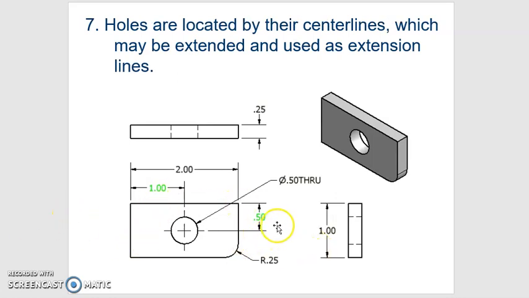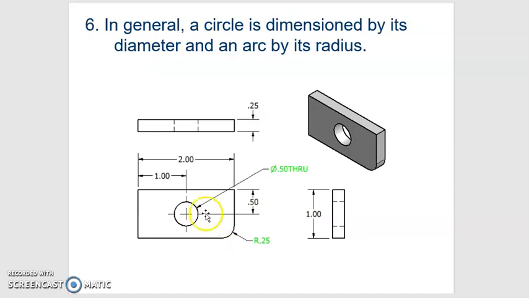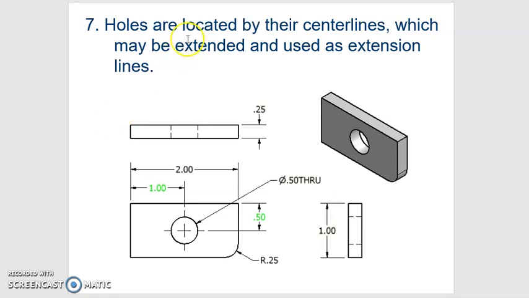And so number 7, holes are located by their center lines, which may be extended and used as extension lines. Actually, I'm going to go back to number 6 for a second and just want to tell you this is called a leader line. So rather than write inside the object, you do a leader line that takes it out of the object to the outside. Okay, back to number 7. So you got these center lines right here, so that's telling you this is the center of the circle, and then you're dimensioning to that. From here to here is 1 inch, so the middle of the circle is 1 inch.